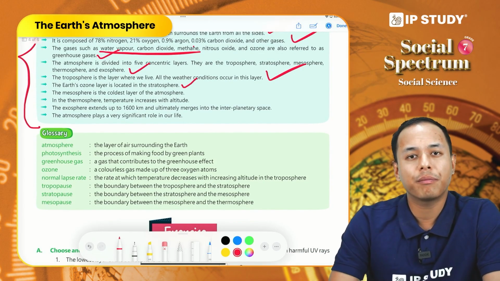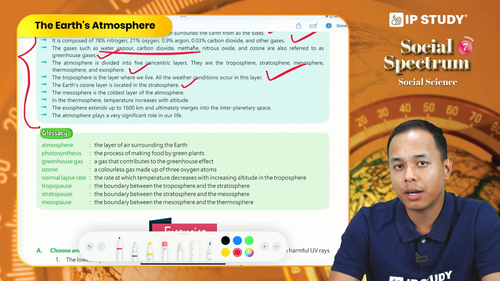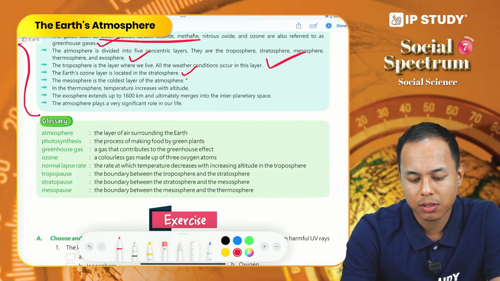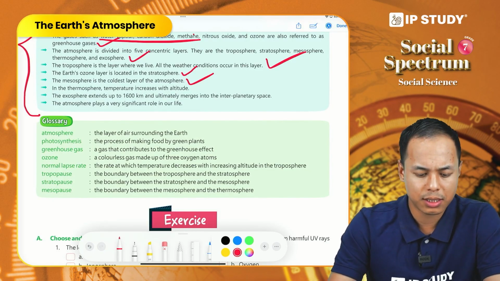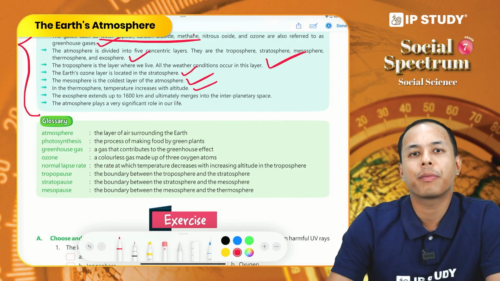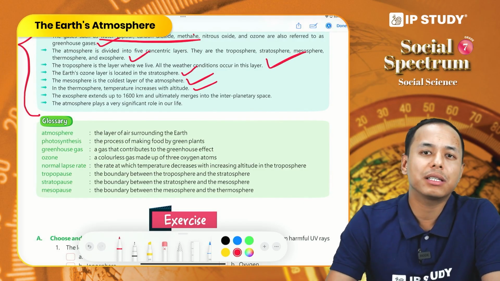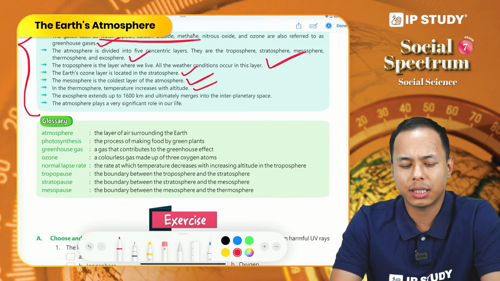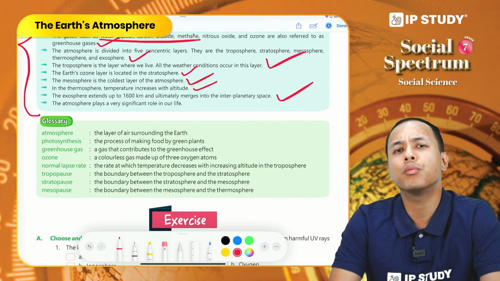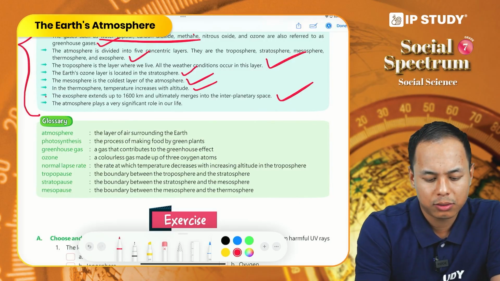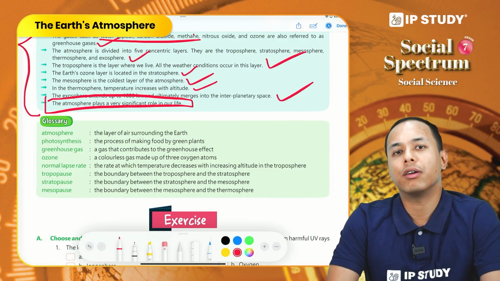In the stratosphere lies the ozone layer, which protects us from the ultraviolet rays of the sun. The mesosphere is the coldest layer and it protects us from meteorites. The thermosphere is also called the heat sphere, and here the temperature increases and reaches up to 2000 degrees Celsius. And lastly, the exosphere is the uppermost layer and we do not know much about this layer. The atmosphere plays a very important role, as we have already discussed.